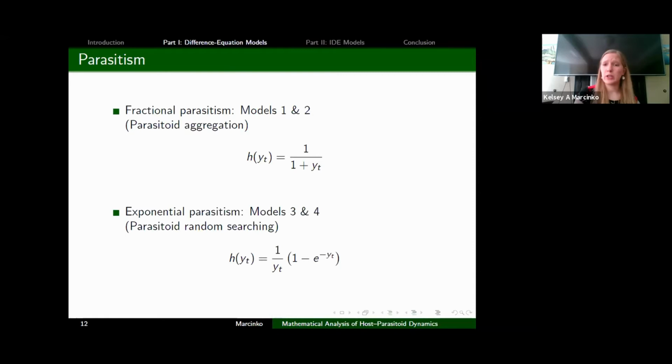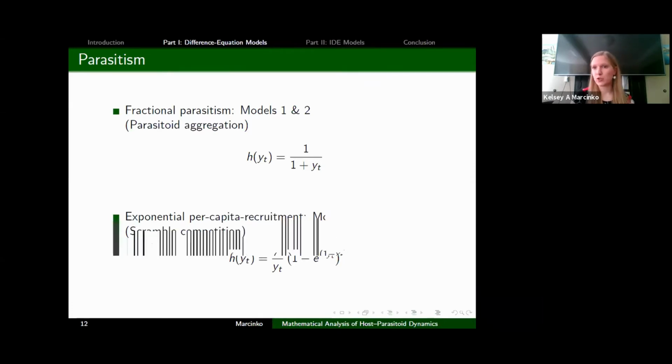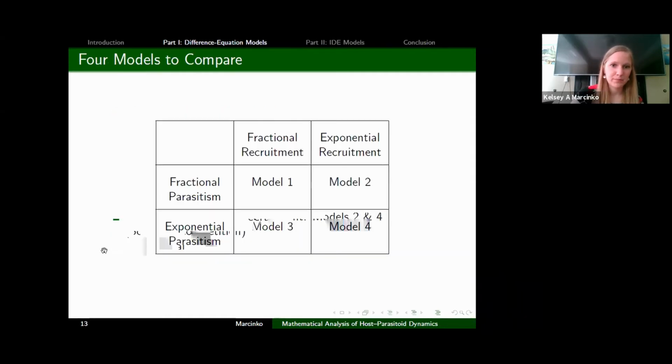I'm also going to be looking at a fractional and an exponential form of parasitism. Fractional parasitism will be used in models 1 and 2, and this is the case where parasitoids aggregate as they're searching for their hosts. The exponential parasitism in models 3 and 4 corresponds to parasitoids randomly searching for hosts. So I'll be looking at the impacts of those two different ecological scenarios.